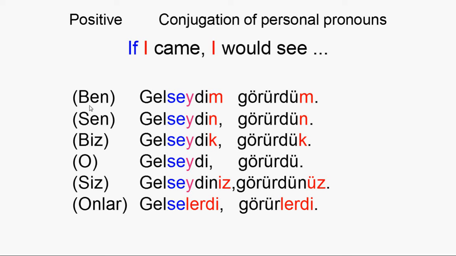Okay, let's start now. Ben gelseydim görürdüm. Sen gelseydin görürdün. Biz gelseydik görürdük. O gelseydi görürdü. Siz gelseydiniz görürdünüz. Onlar gelselerdi görürlerdi. Look, as you see here, very interesting. I use the same personal pronoun in both parts, if I came, I would see. You see, guys?